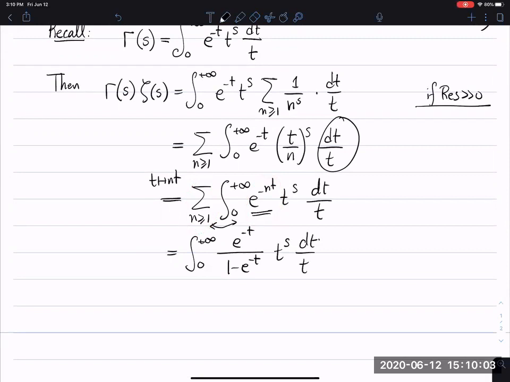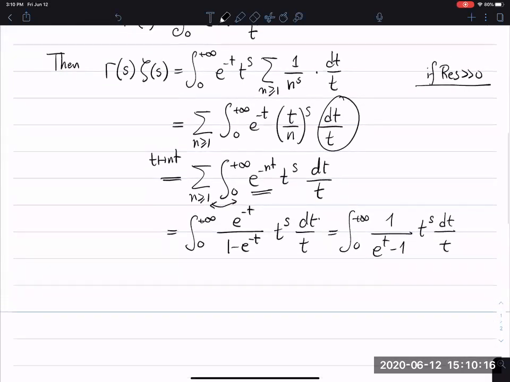And maybe I want positive powers of t. So I multiply the numerator and denominator by e to the t. So I get 1 minus e to the t minus 1, t to the s, dt over t. Okay? So let's rewrite what we have here.